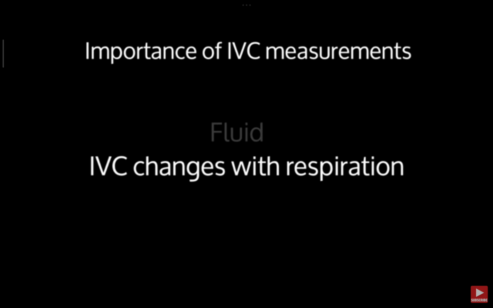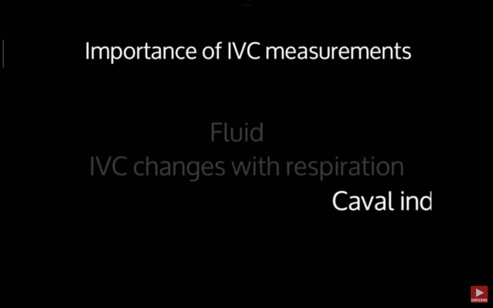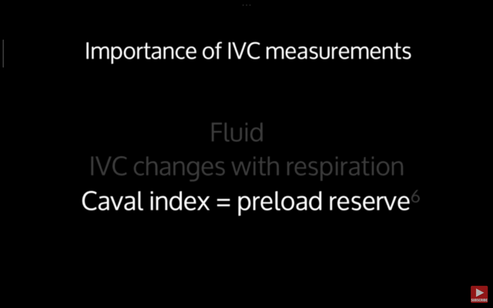We will get into this a little bit more in a few slides, but if the diameter does not change and remains open, remains dilated, this is a suspicion that the patient is pretty overfilled with fluid. The caval index is the percent collapsibility of the IVC throughout the respiratory cycle and is considered a predictor of preload reserve, or in other words, a predictor of how much fluid the patient can receive before you run the risk of pleural edema or effusion.